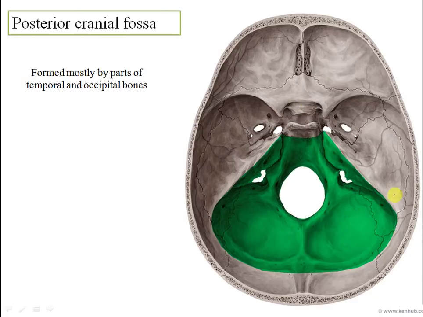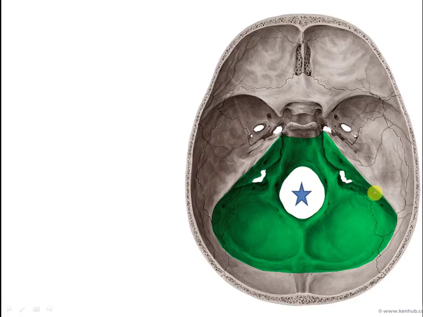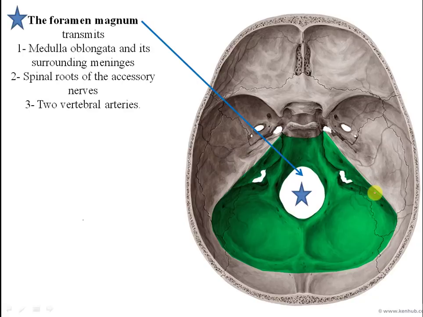Now the posterior cranial fossa is formed by the occipital bone, the inner aspect of the occipital bone. It's also formed by the posterior surface of the petrous part of temporal bone. This large foramen within the occipital bone is the foramen magnum. We have many structures passing here.